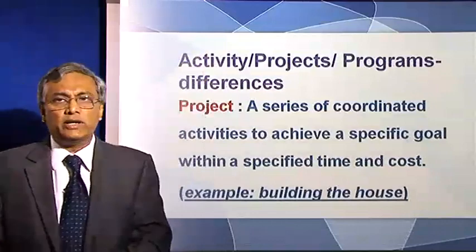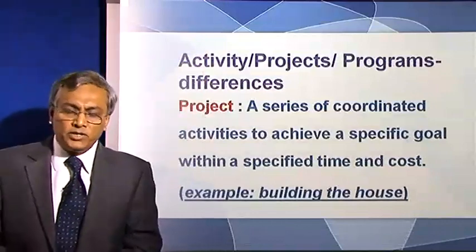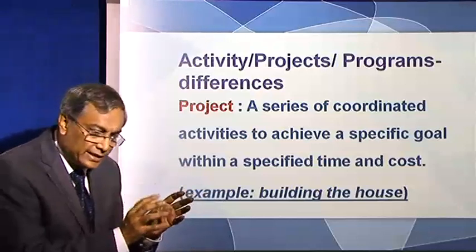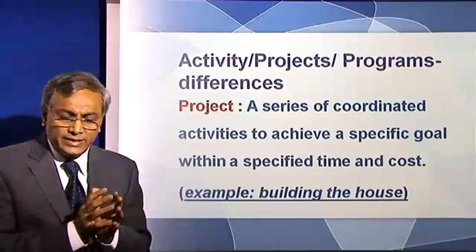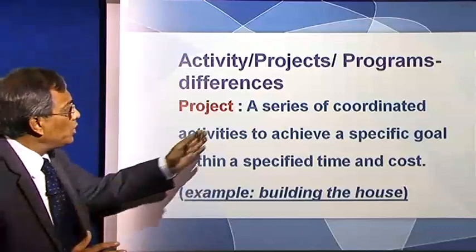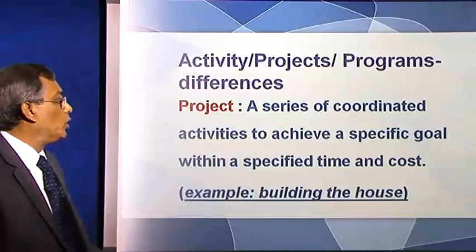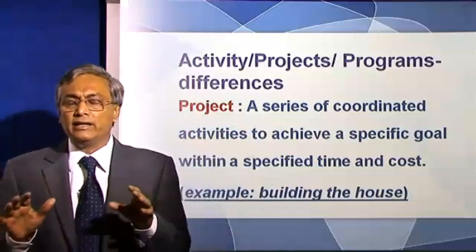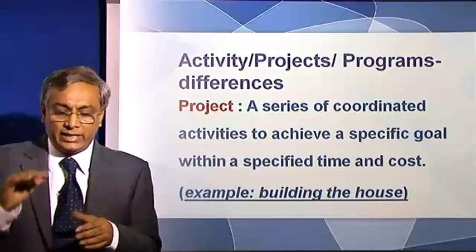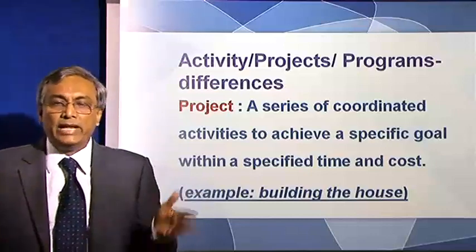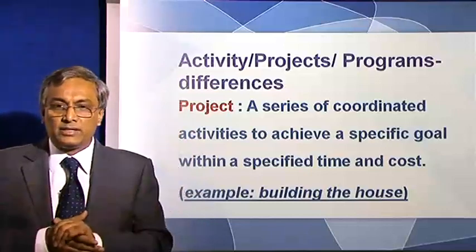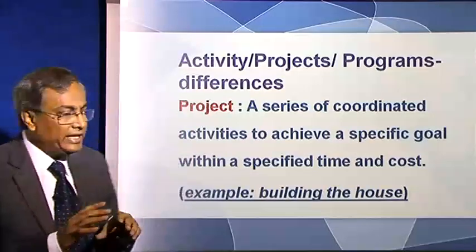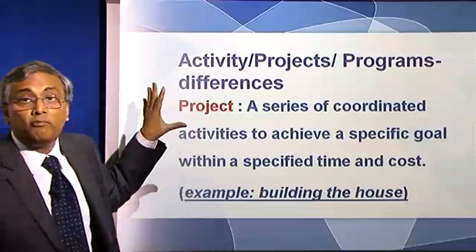Now, you have learnt what an activity is. Now, what is a project? A project is a series of activities. Okay, an activity is what? A set of small actions. A project is a series of activities done in a coordinated way to achieve a specific goal within a specified time and cost. Example, building a house. A house will have several activities within it: building the foundation, building the walls, plastering the walls, building the roof, painting, laying the floor. All these are activities within the overall project of building the house.